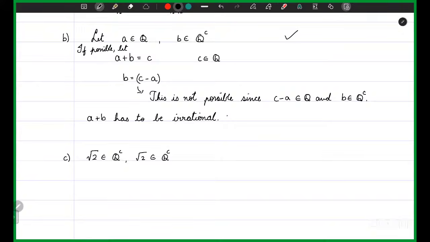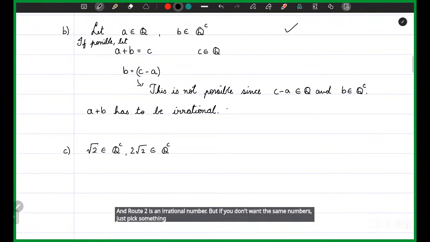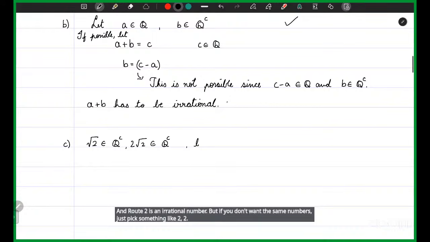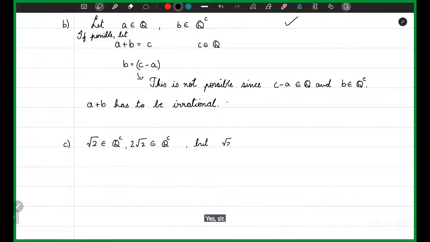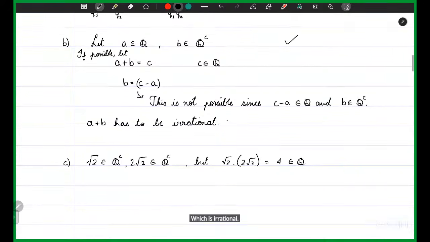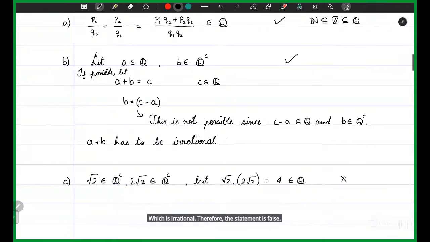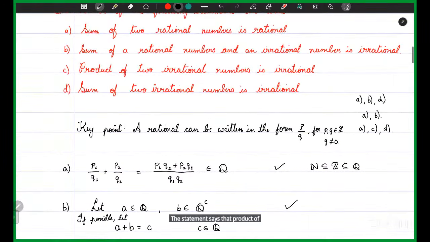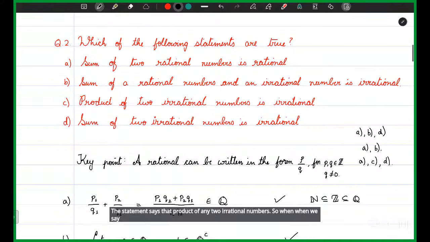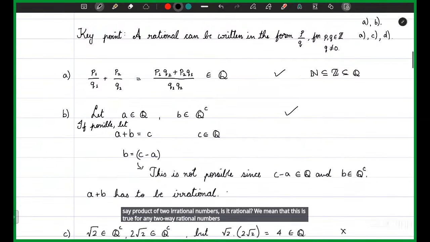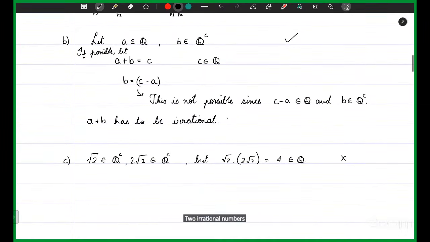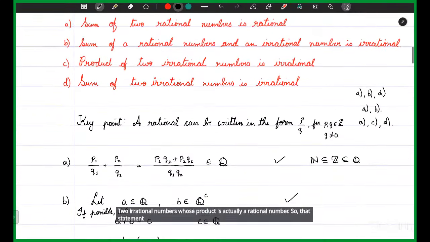Well, if you don't want the same numbers, just take something like 2 root 2. Root 2 times 2 root 2 will be 4, which is a rational. Therefore, the statement is false. The statement says the product of any two irrational numbers is irrational, meaning it is true for any two irrational numbers, but we have produced two irrational numbers whose product is actually a rational number. So that statement is false.